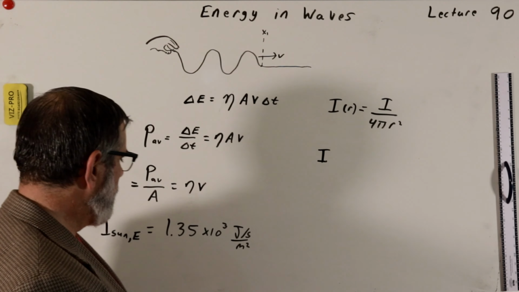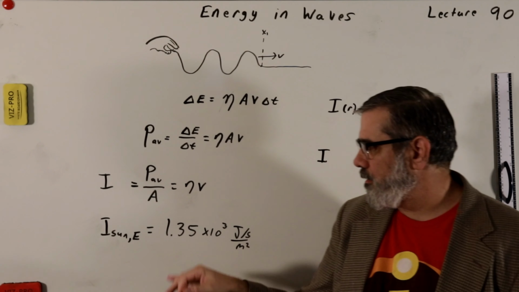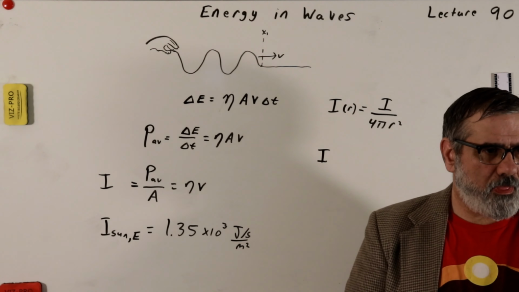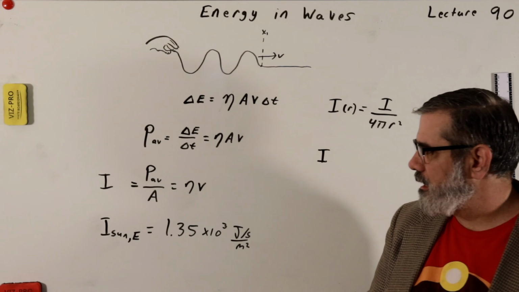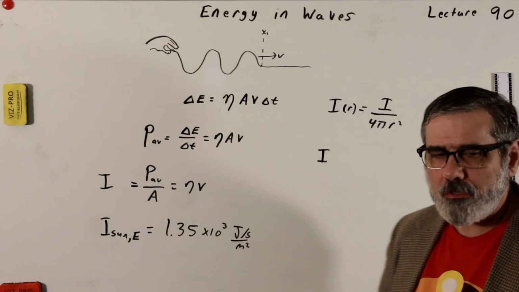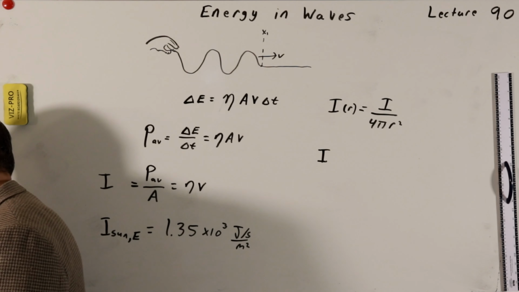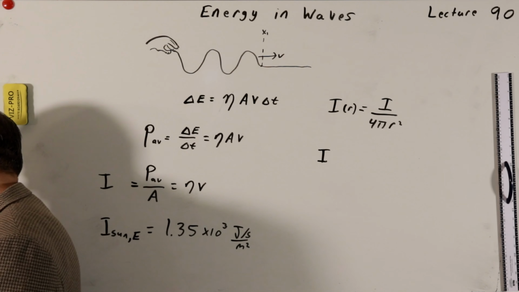So this is the spectral intensity on Earth, and we are 93 million miles away. What do you think the spectral intensity is on Mars? And Mars is, I think, 142 million miles from the Sun.